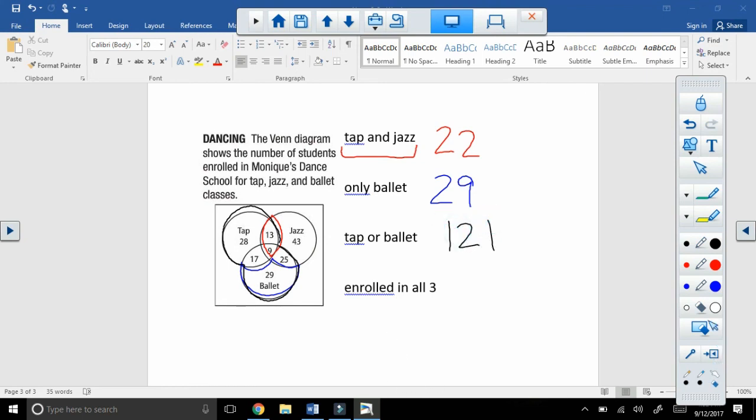Okay, and then lastly, the ones that are enrolled in all 3 classes, that would be the intersection of all 3. So that's just this section here in the middle, and that would be 9. I look forward to helping you with this in class. I'm sure you have some questions.